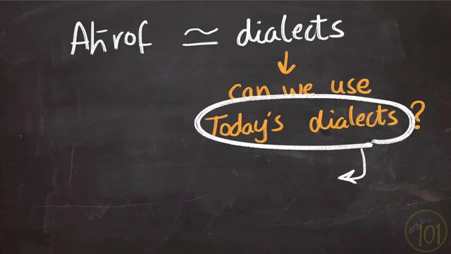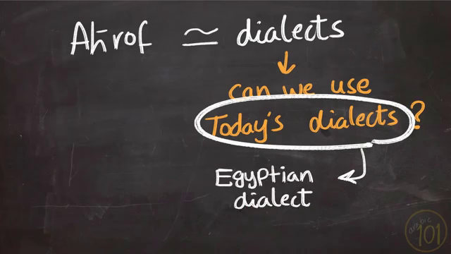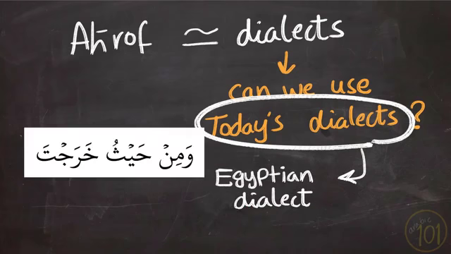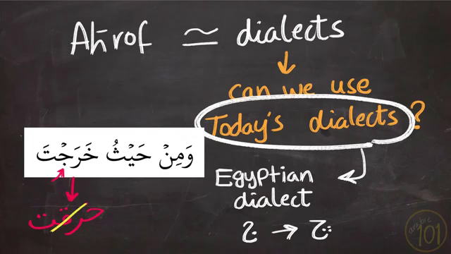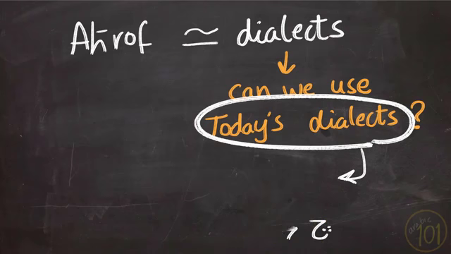Or if you want to use the Egyptian dialect of Arabic, and would say, وَمِنْ حَيْثُ خَرَجْتَ. Now, of course, in Egyptian Arabic, they turn Jim into G. And this would be very confusing for some dialects in Yemen that actually understand G as Qaf. So if they hear the word kharagt, they would think it is actually kharaqt, which would completely change the meaning and would lead to big confusions.